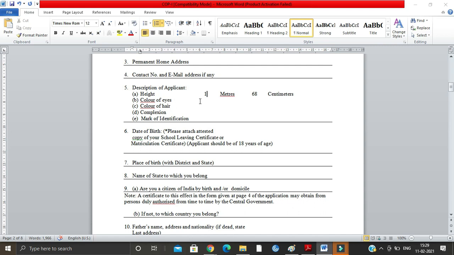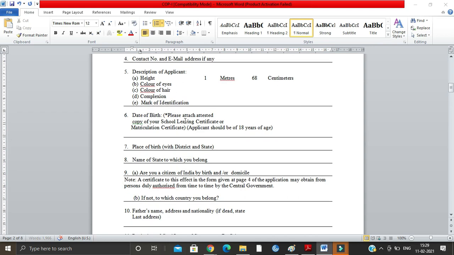Color of your eyes, whatever the color of your eyes is, put it here, black, brown, whatever it is. Color of hair you have to put here. Complexion, fair, dark, reddish, whatever it is. Mark of identification you can put here.